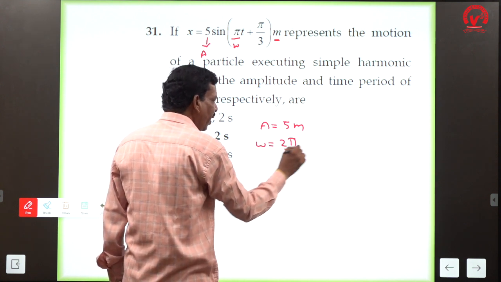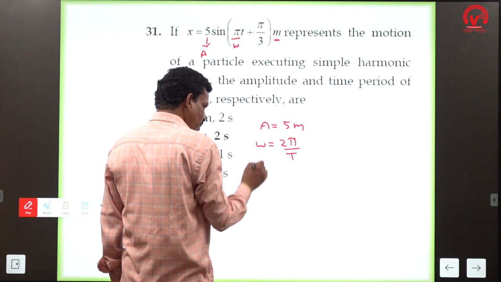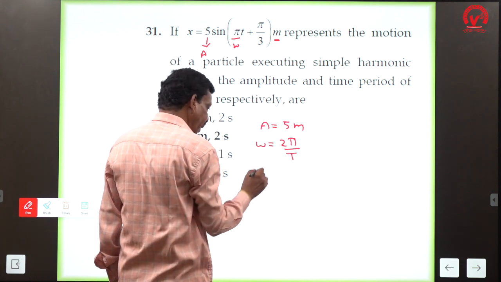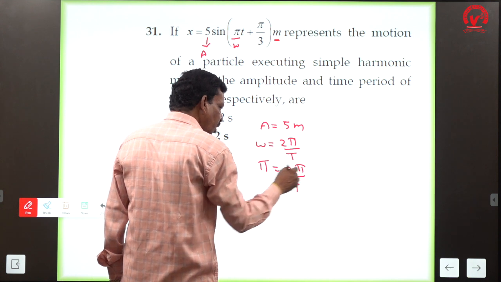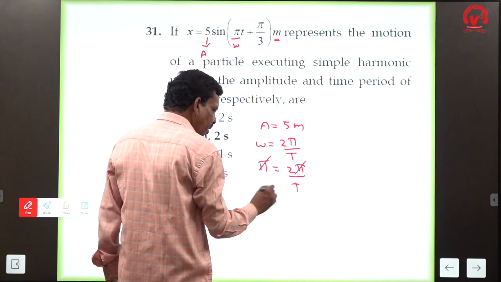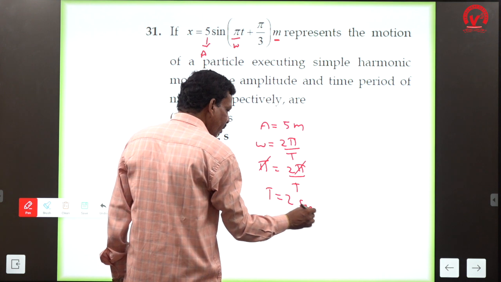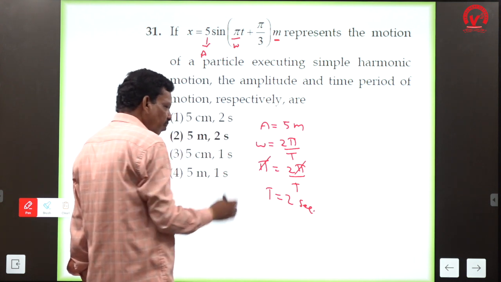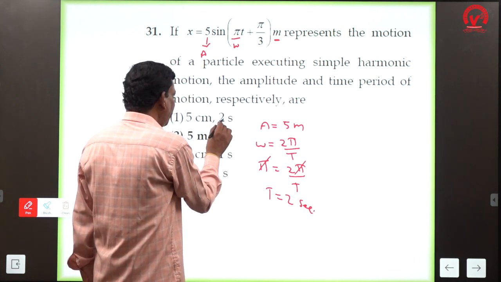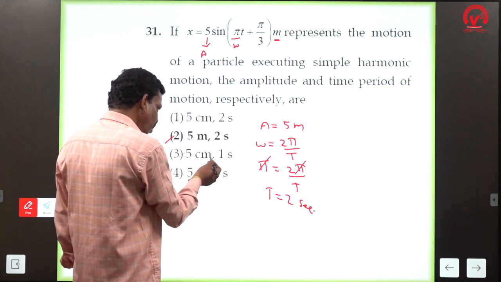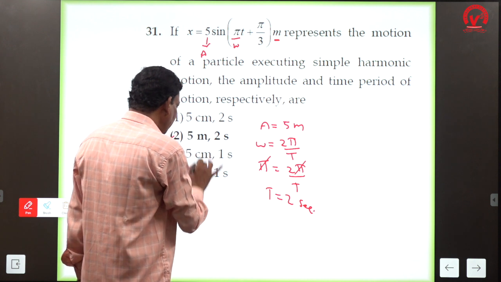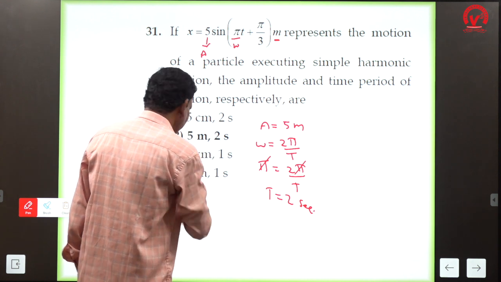The formula is omega equals 2 pi by T. Then omega is how much here? Pi is equal to 2 pi by T. So pi cancels, cross multiplication, T is equal to 2 seconds. See, amplitude 5 meter, 2 seconds. 5 centimeter, 2 seconds is wrong; 5 meter, 2 seconds is correct. Here also 5 centimeter is given, so meter is correct and 2 seconds is correct.